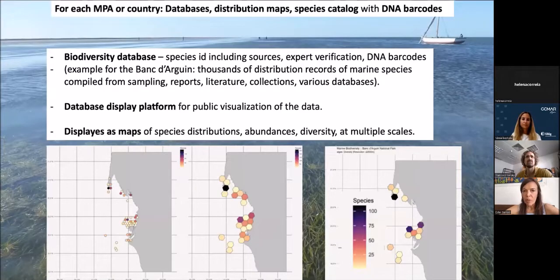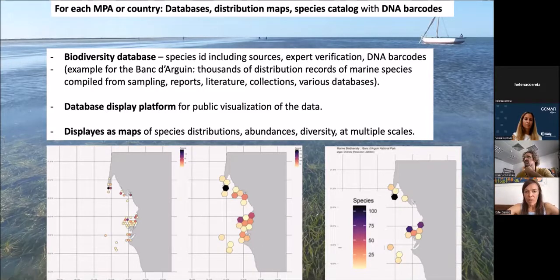And here are some examples of the data that we have already started to organize. For example, just to show examples of applications. For each marine protected area or for each country, we organize databases, distribution maps, and species catalogs, with species identifications, also with DNA barcodes, developing catalogs of marine biodiversity. For example, here is an example for the marine protected area of the Banc d'Arguin in Mauritania and the surroundings.